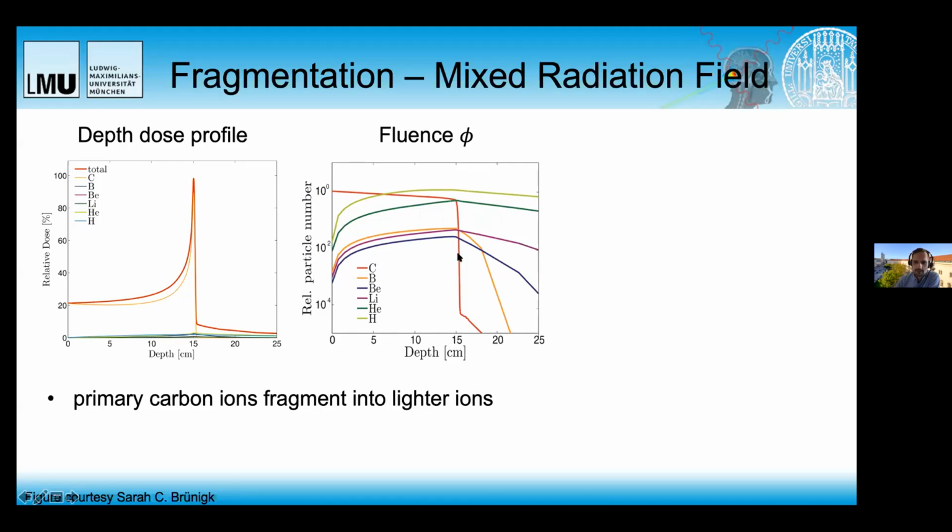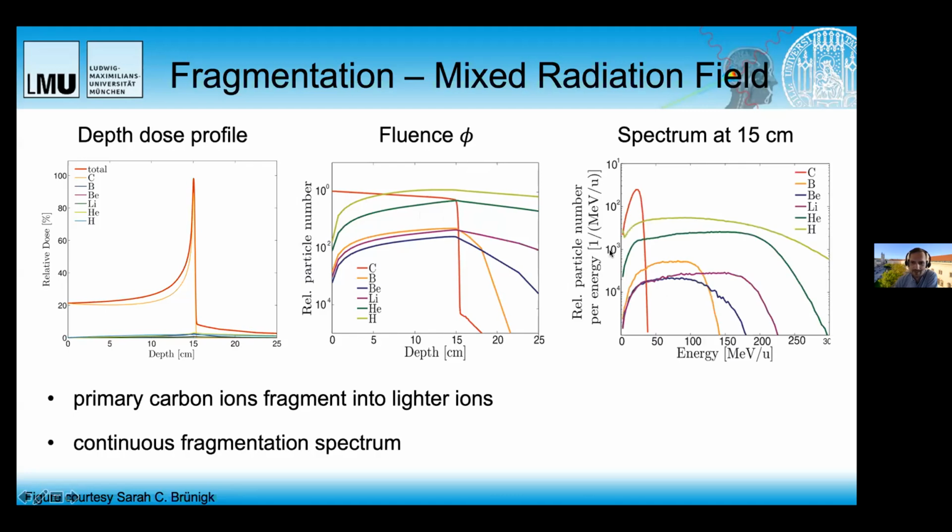And to further add another complexity to the situation, we also have an energy spectrum. So each particle could have a specific energy. And here I'll just show you the energy spectrum at exactly this depth of 15 centimeters. So in this location where the carbon ions are stopping, we have the following energy distribution of the different fragments. And since the carbon ions are stopping over here, you see that the energy is low, whereas for the lighter ions, the energy is higher.